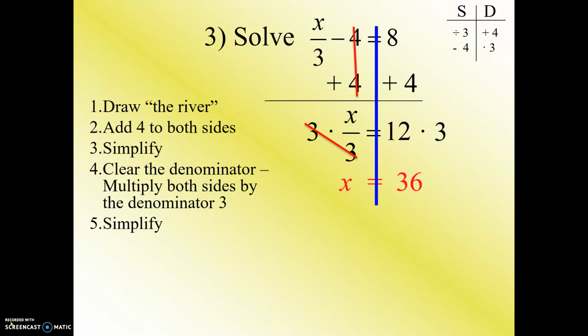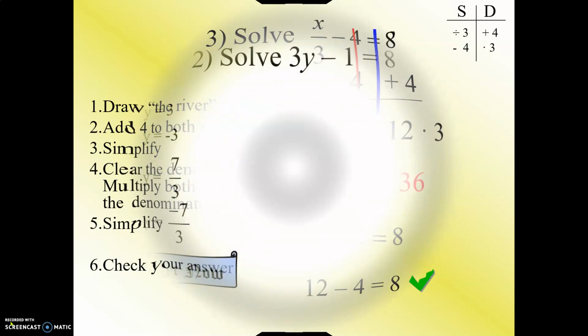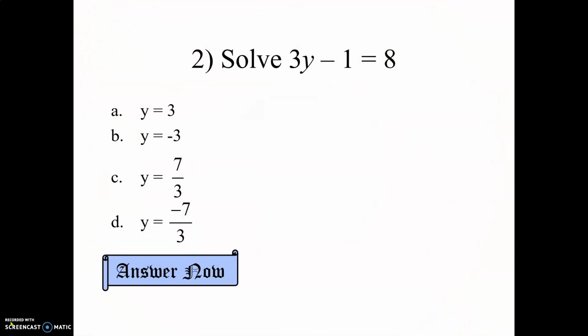If you had a 3-step problem, 4-step problem, same idea. You just have more steps. Always check your answer. All right. 3y minus 1 equals 8. I will not show you the steps to this one. If you want to pause for a second to figure out the answer.